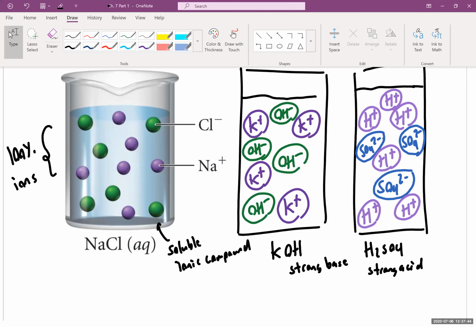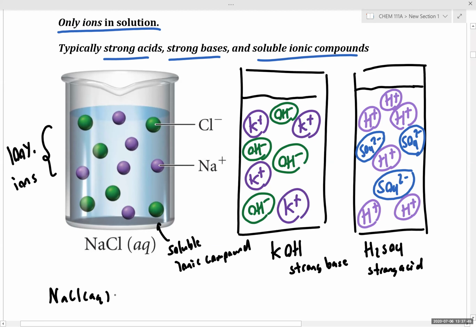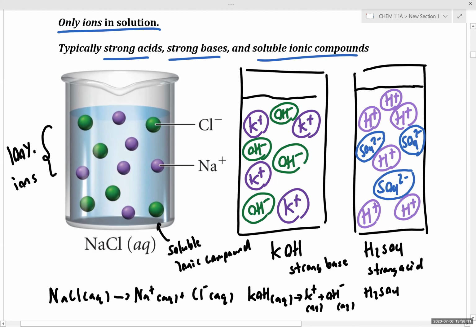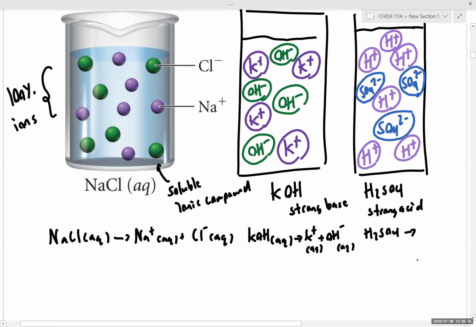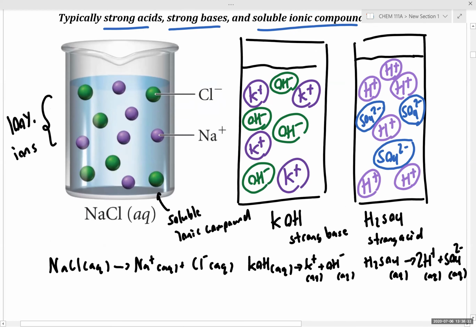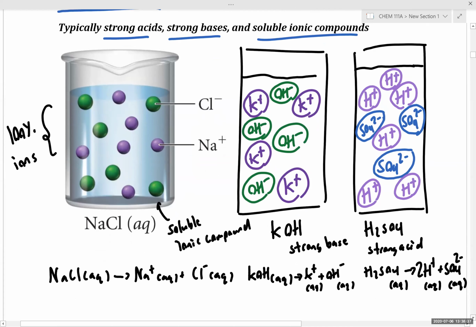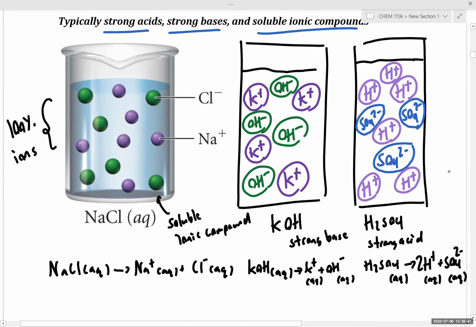Let's write that out in equation form so that way everyone can see what's going on. So sodium chloride breaks down into sodium plus and Cl minus aqueous, KOH aqueous breaks down into potassium plus and OH minus aqueous, and sulfuric acid breaks down into 2H plus and SO4 2 minus. Does this idea make sense to everyone? Does this idea of strong electrolytes make sense to everyone? We have 100% ions in solution. Does this make sense to everyone so far? Is everyone comfortable with this idea?